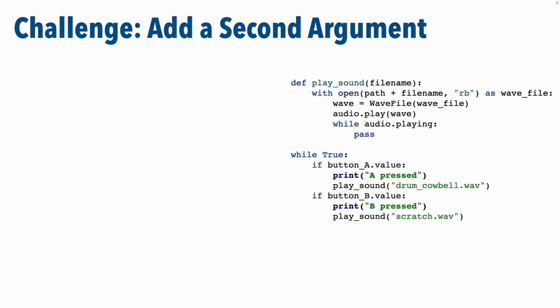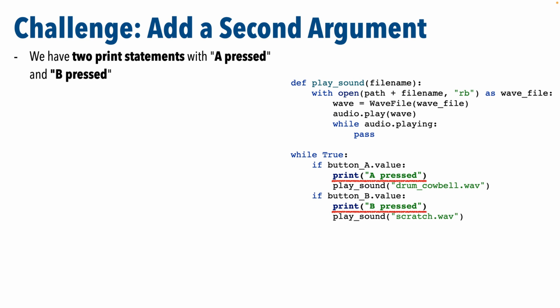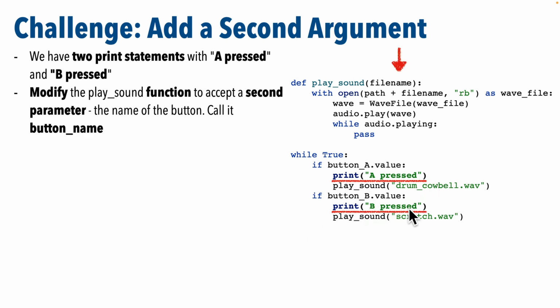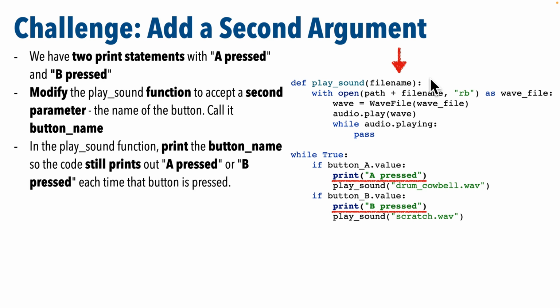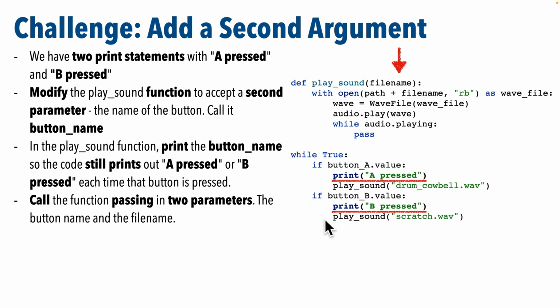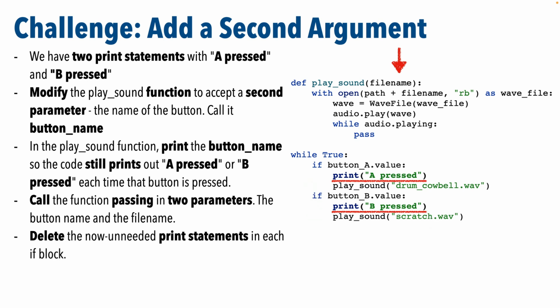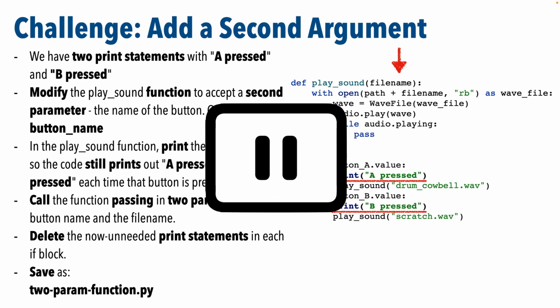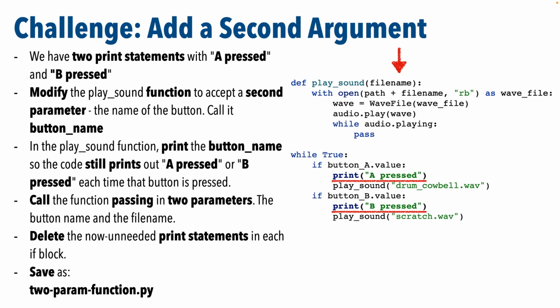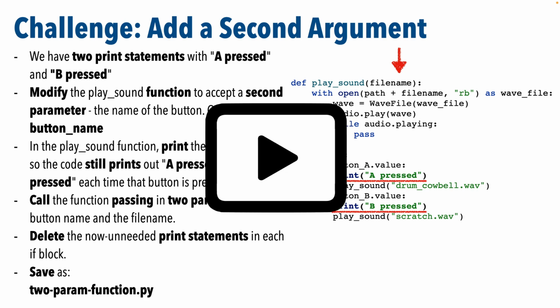So you can see in our code, we have 2 print statements, A pressed and B pressed. Modify the play sound function to accept a second parameter, the name of the button, and call it button_name. In the play sound function, print the button_name so that the code still prints A pressed or B pressed each time the button is pressed. Call the function passing in the 2 parameters, the button name and the file name, and delete those 2 extra print statements. Save as 2-param-function.py. Pause. Give this a shot. I know you can do it. And when you're ready, resume, and we'll compare answers.